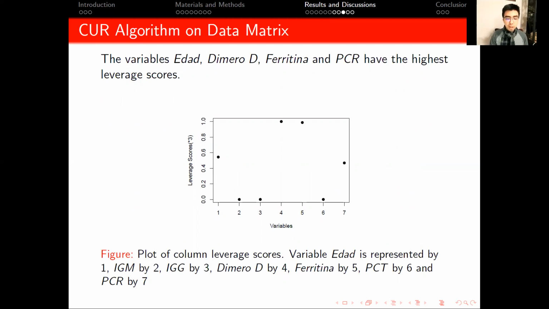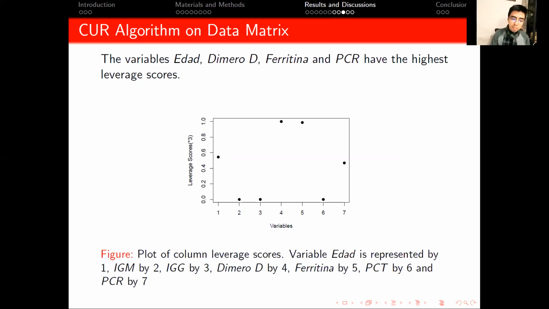This figure is a plot of the column leverage score. On one hand, the age, D-dimer, ferritin, and CRP have the highest values. On the other hand, PCT, IgM, and IgG have the lowest values. These facts prove that the variables IgG and IgM are not very reliable clinical tests. Note that the leverage score of age is greater than that of CRP.